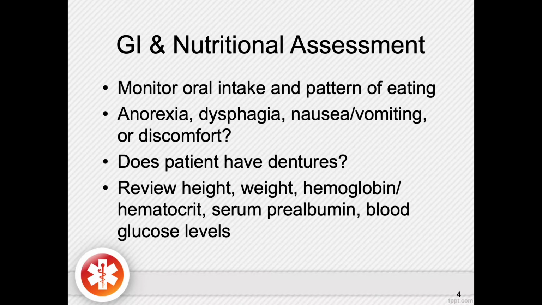rest periods. Gastrointestinal and nutritional assessment should monitor oral intake and the pattern of eating. Look for signs associated with things like anorexia, dysphagia, signs and symptoms of nausea and vomiting, or exclamations of discomfort when eating. Note if the patient has dentures or artificial dentition. Review the patient's weight, height, their hemoglobin and hematocrit, their serum prealbumin, and their blood glucose levels, all of which are quality indicators for a nutritional assessment.